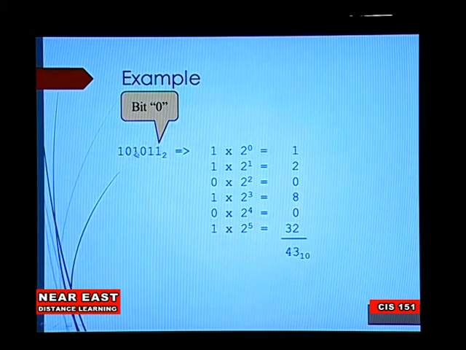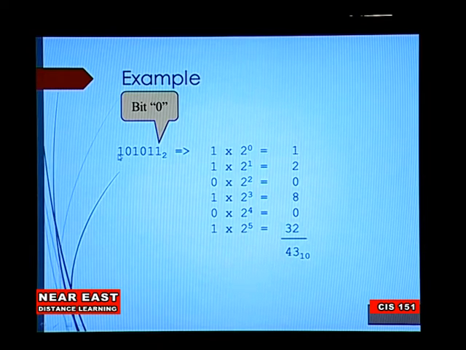There is another way to do it. You can do it like this, in base 1, base 2, 4, 8, 16, 32. So this one is 32, 16, 8, 4, 2, 1. Each one of them, you can just write underneath.